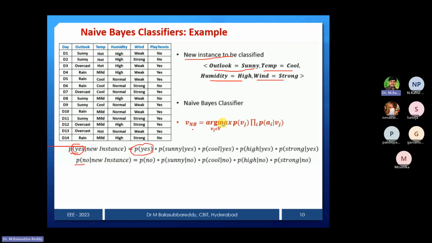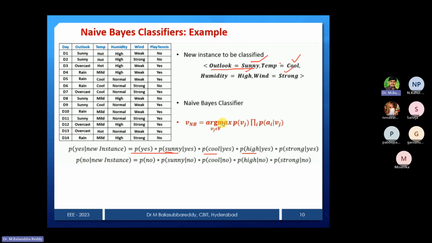And what are the other combinations? You can see from the data, the other combinations formula, you can easily write: outlook is sunny. So that's why the probability of sunny is yes, and the probability of cool is yes. The probability of high, because whatever they mention, see that, sunny, cool, high, and strong.